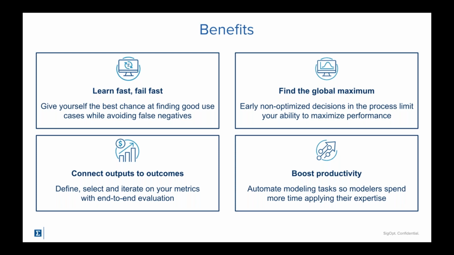This also allows you to start connecting outputs to outcomes. In academia, it's great to just show that you can make an epsilon improvement on a log loss or an error rate or something like that. It's about squeezing as much as you can out of academic metrics. But more often in industry, what we find is it's about making real business outcomes.